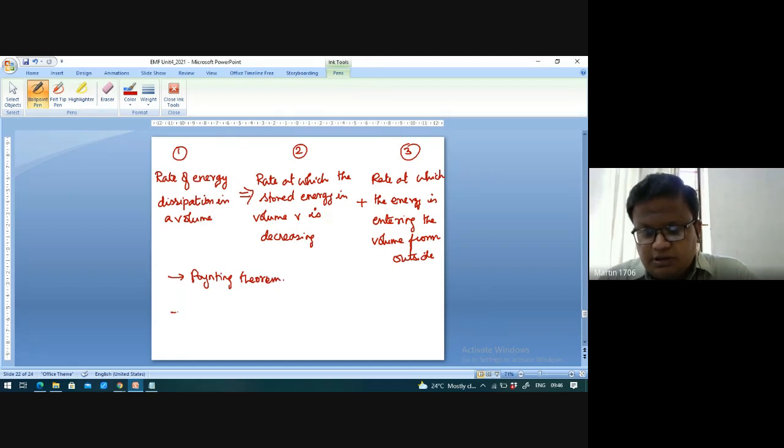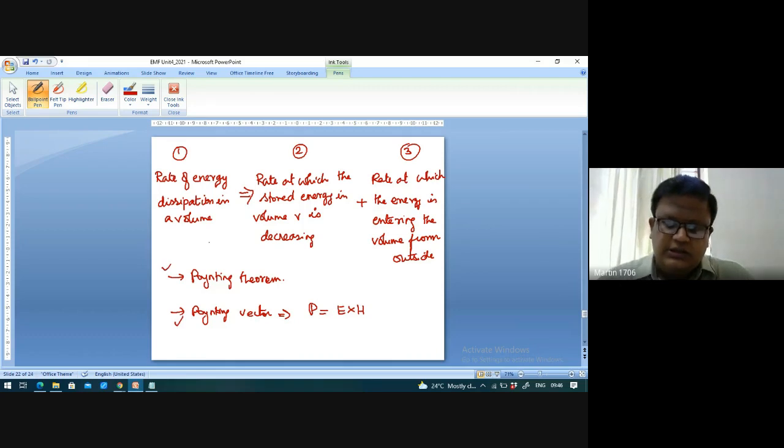The Poynting vector is P equal to E cross H. Why are we doing this? To find out the power flow per unit area. With the help of this Poynting vector only, we determine the Poynting theorem.